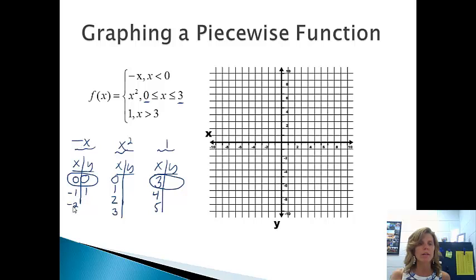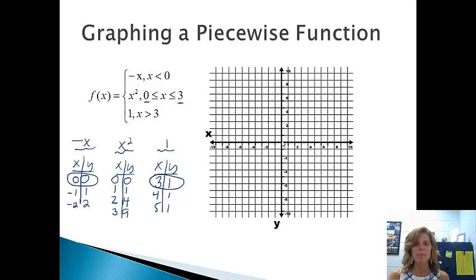Negative 1 will be 1, and then negative 2 will be 2. My next part, 0 squared is 0, 1 squared is 1, 2 squared is 4, 3 squared is 9. All right, and then my last one, if I plug in 3 into 1, it's always just going to be 1. All right, so now I'm ready to graph.